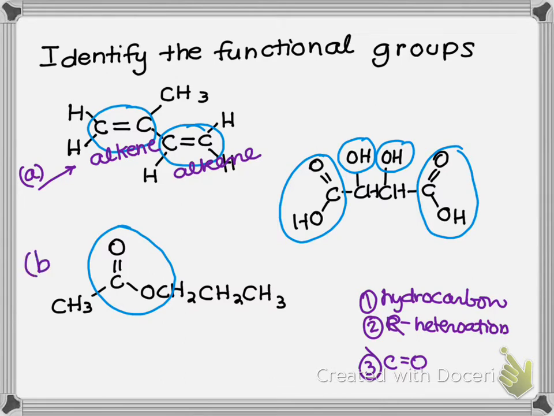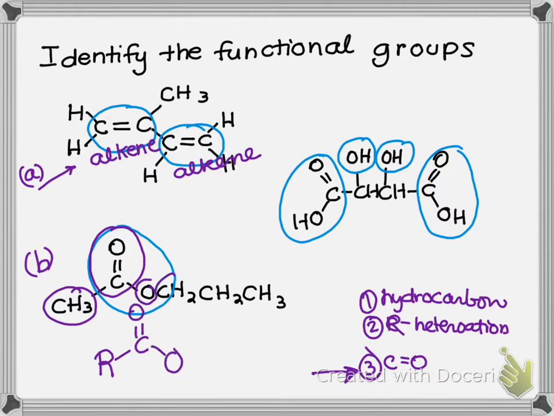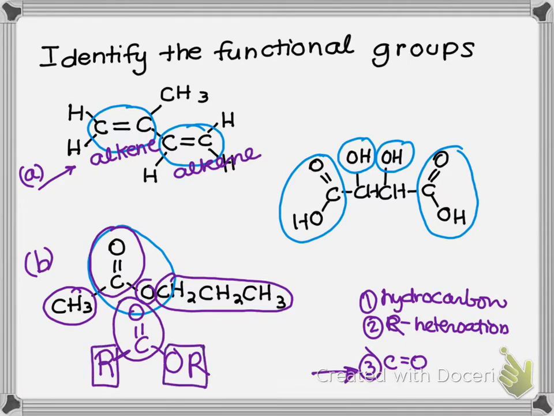Now let's look at letter B. In letter B, I noticed to myself, well, here's a C double bond O, and that's one of the tables. On the C double bond O table, they're all going to have a C double bond O, so you have to look at what's on either side of it. On this side, I have what we would call an R, that's just carbons. Then I have a C double bond O, and then I come down here and there's an O, and then there's more carbons and hydrogens, which is an R. So in my mind, I'm looking for a C double bond O that has R on one side and OR on the other.